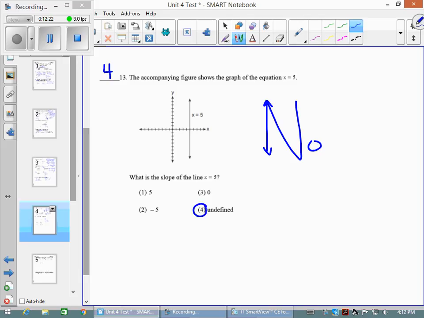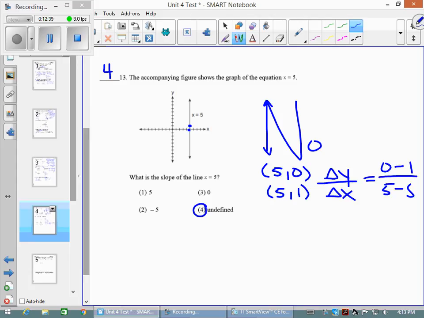So I know the point 5, 0 is on the line, and I could also go up and say maybe 5, 1. If I went to find change in y over change in x, I'm going to get 0 minus 1 over 5 minus 5. If I type this into my calculator, I'm going to get an error, divide by 0 error. I am not allowed to ever divide by 0. It is undefined if 0 is in the denominator of my fraction.